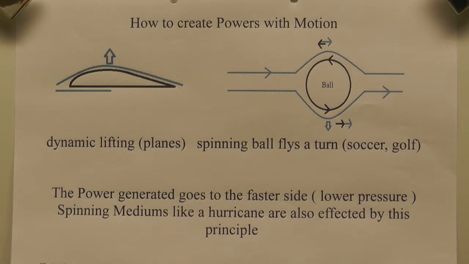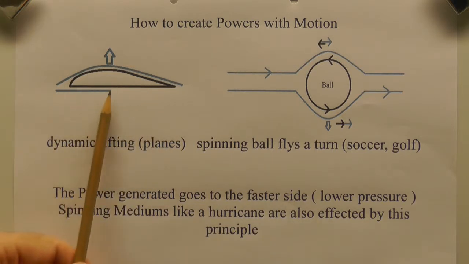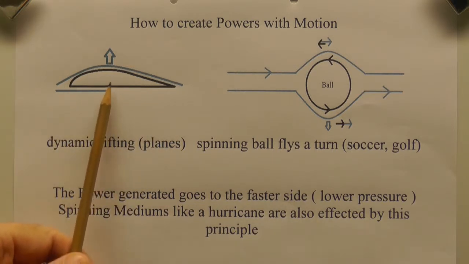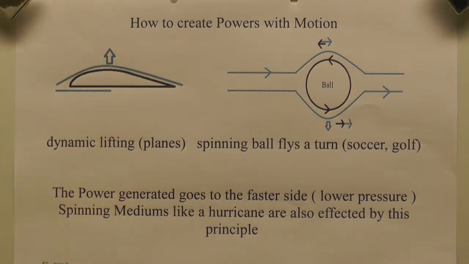To see what powers can be used to connect atoms, following the Sekus theory, we can show in our scale four powers caused by motion. As you can see here, we know dynamic lifting, used to make planes fly. We have faster moving air on the upside of the wing and slower moving air on the downside, generating a power up to lift the plane.